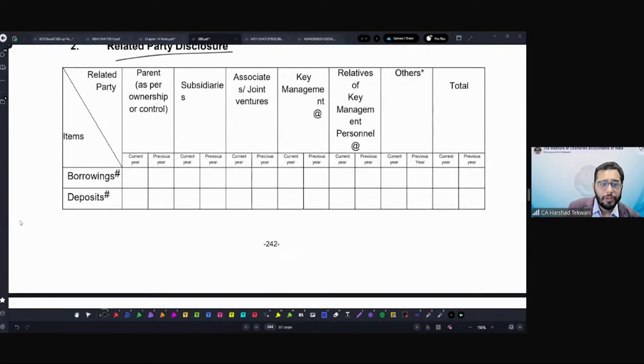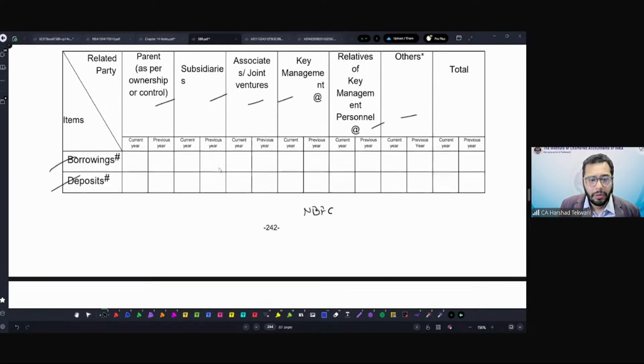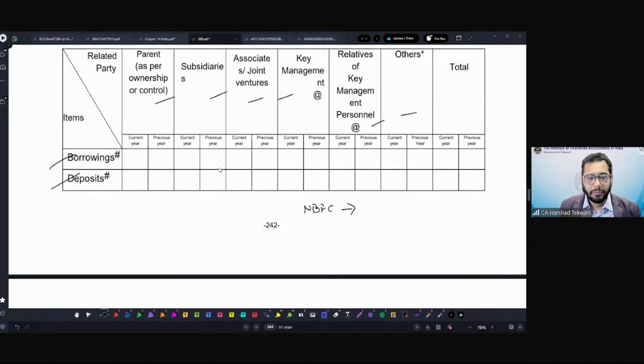Related party disclosures, okay. Again, if you see related party disclosures, parent, subsidiary, joint venture, key managerial, relatives, others, with respect to the borrowing, deposits, specific, other than whatever we have seen, wherever we have seen reporting requirements, this is a specific master regulations or master directions reporting requirement. So there might be a reporting requirement. Let's say, for example, if a particular NBFC, okay, is listed, then there is a LODR requirement, reporting requirement.